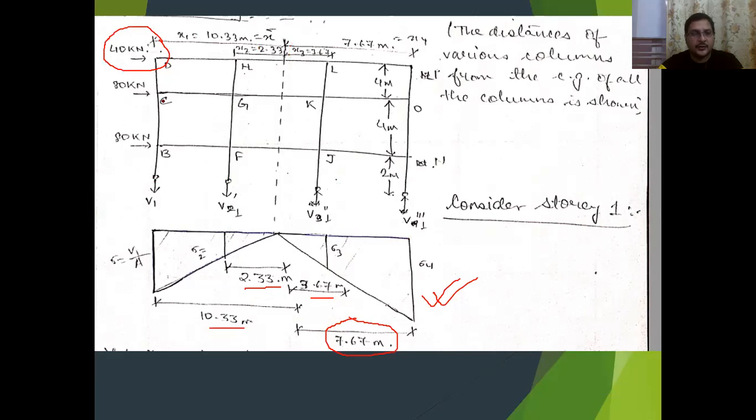But whenever we are coming to the second floor, we will take the combined effect of 40 plus 80. Similarly, when we come to the third floor, we will take the combined effect of 40 plus 80 plus 80, all these three lateral forces. So successively, whenever we approach from top to bottom, the corresponding lateral forces which are given in the question will be added.